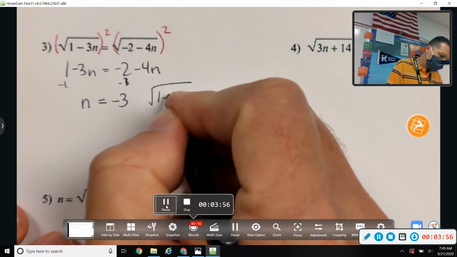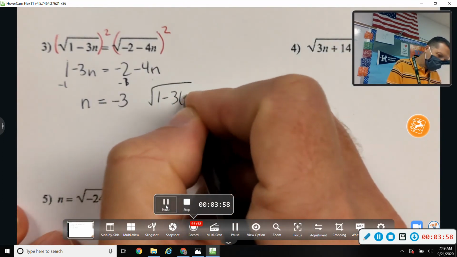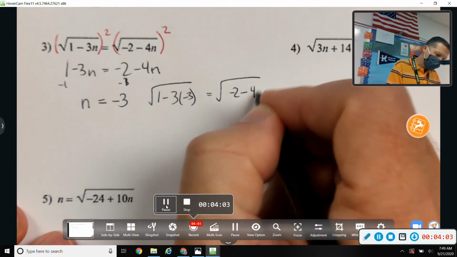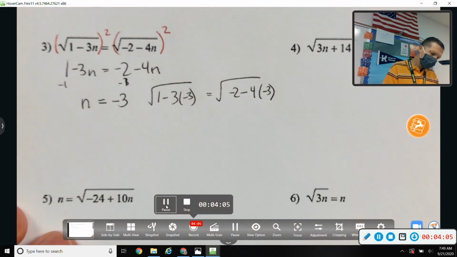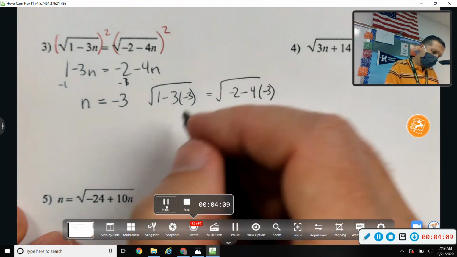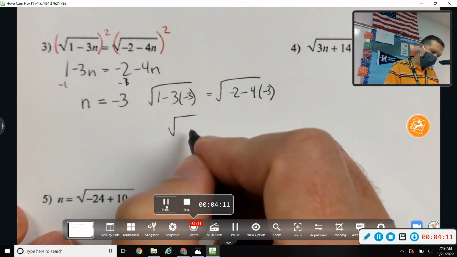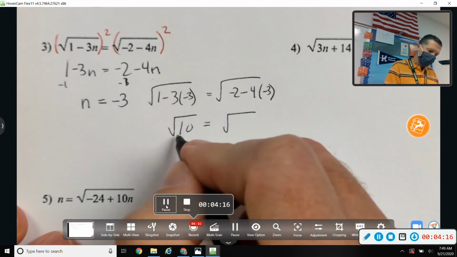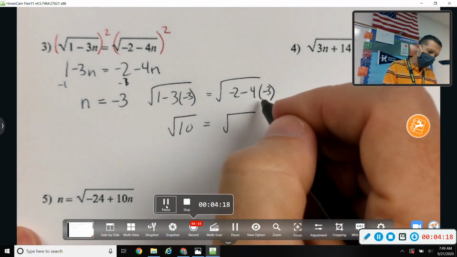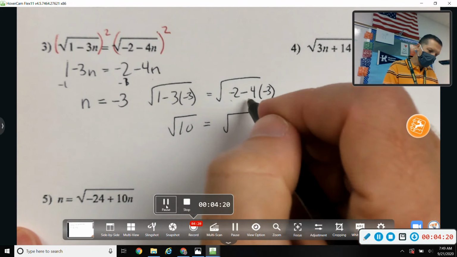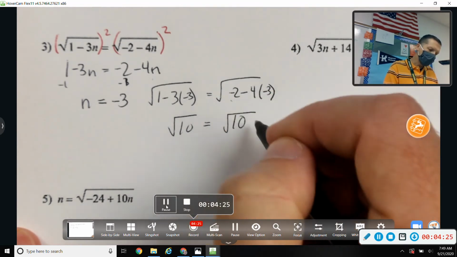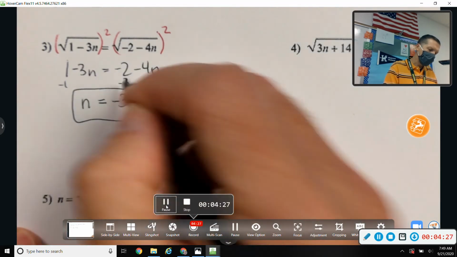Square root of 1 minus 3 times -3 equals square root of -2 minus 4 times -3. So this one's the square root of 10. I don't know what that is, but that's okay. Let's just keep working the other side here. -2 plus 12. 12 minus 2, that's square root of 10 as well. So we're good on that one.